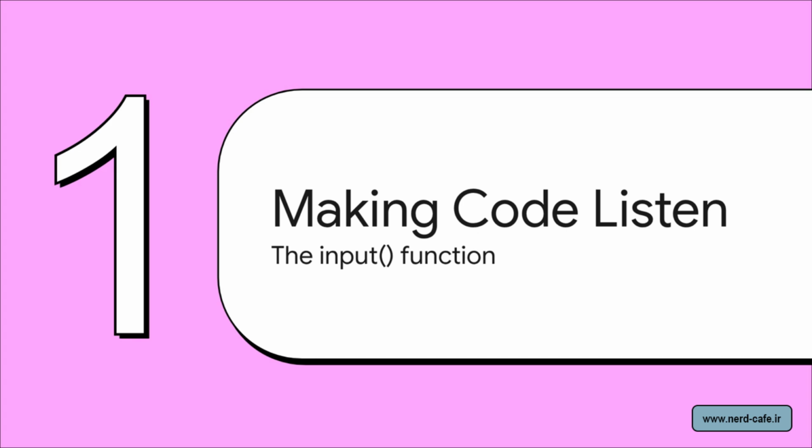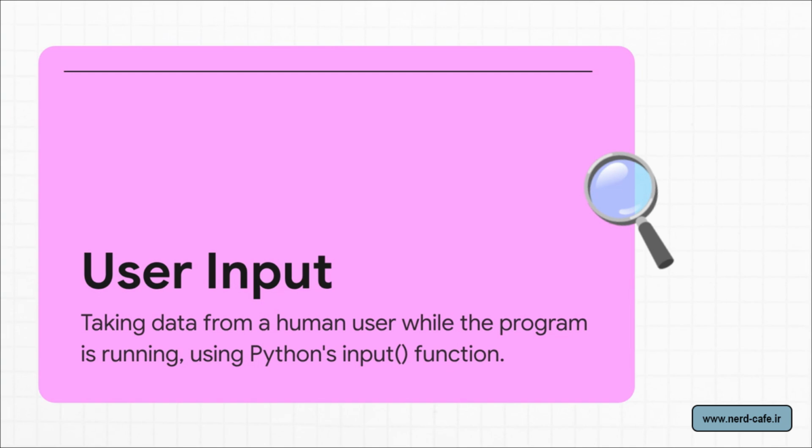To make our code listen, we need a special tool. And in Python, the hero of this whole story is one single super powerful function called input. So what is user input anyway? Well, it's really just a fancy way of saying we're grabbing data from a person while the program is actually running. And in Python, the go-to tool for this job is a built-in function called input.